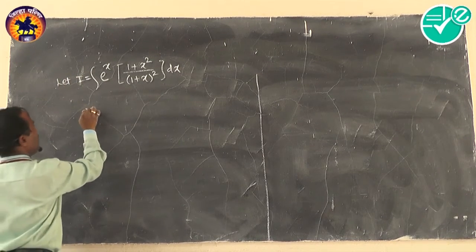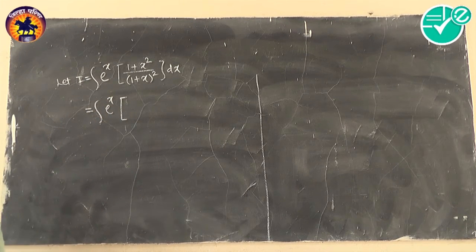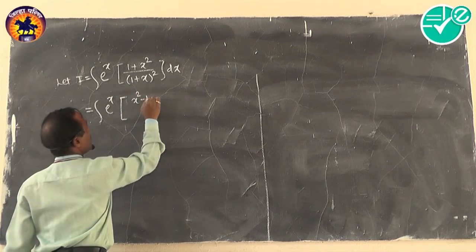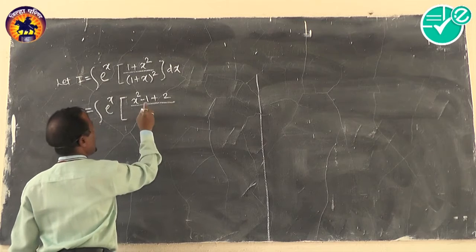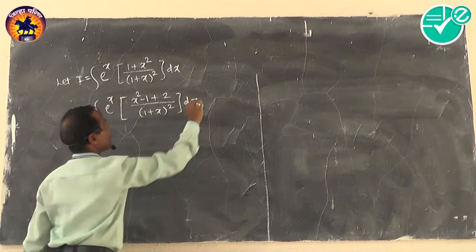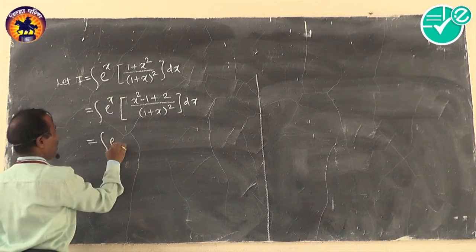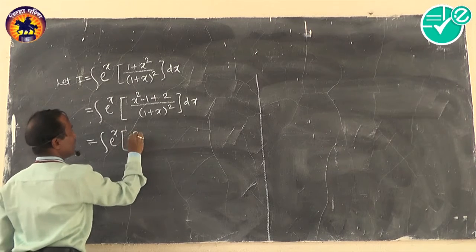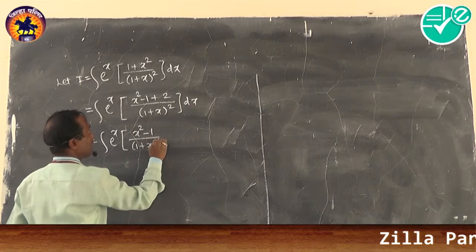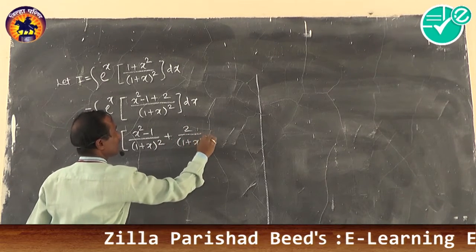Now this can be written as e raised to x into, we add 1 and subtract 1 in the numerator, x square minus 1 plus 2 divided by (1 plus x) bracket square into dx. Now this can be written as integral of e raised to x into [x square minus 1 divided by (1 plus x) bracket square plus 2 upon (1 plus x) bracket square] dx.